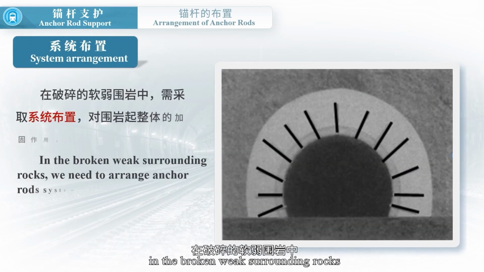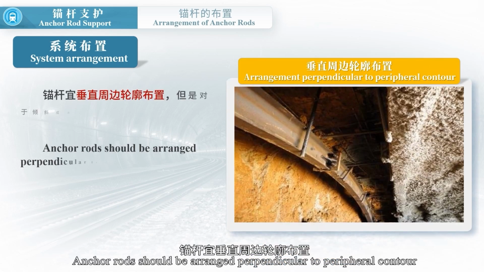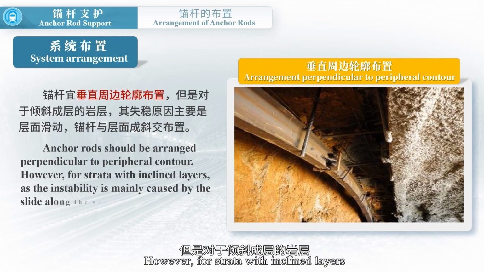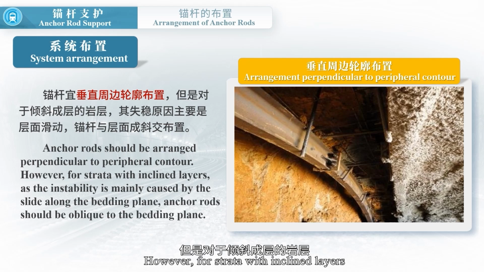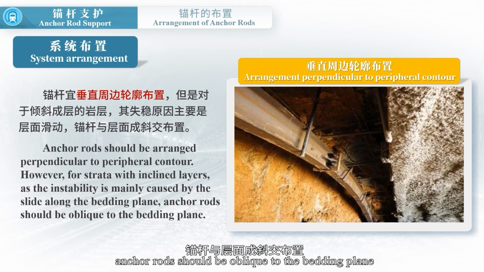Secondly, in the broken weak surrounding rocks, we need to arrange anchor rods systematically to provide overall reinforcement. Anchor rods should be arranged perpendicular to peripheral contour. However, for strata with inclined layers, as the instability is mainly caused by the slide along the bedding plane, anchor rods should be oblique to the bedding plane.